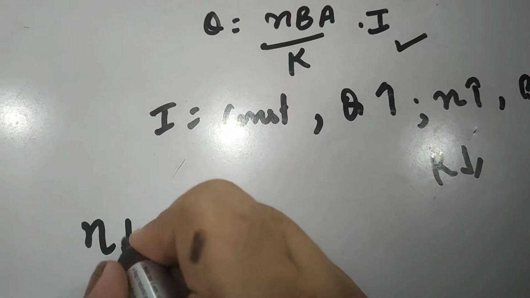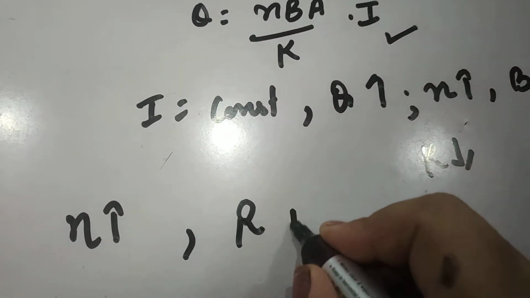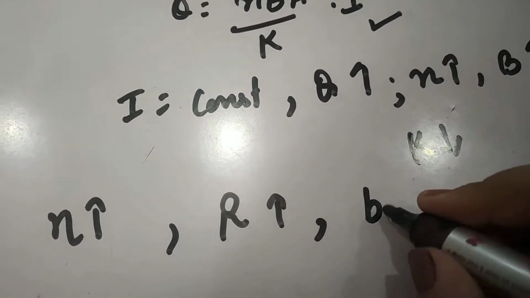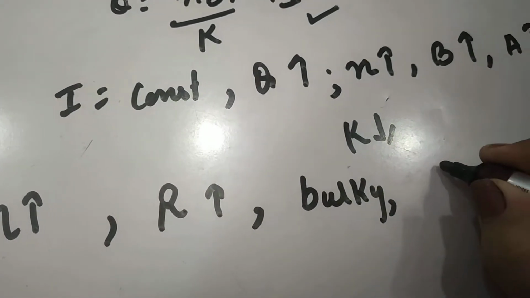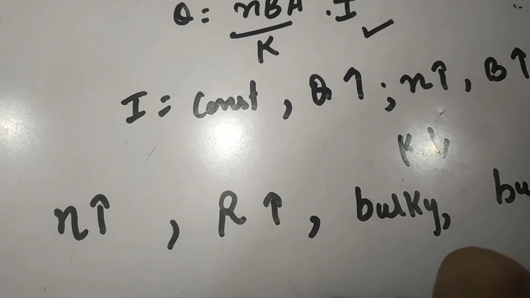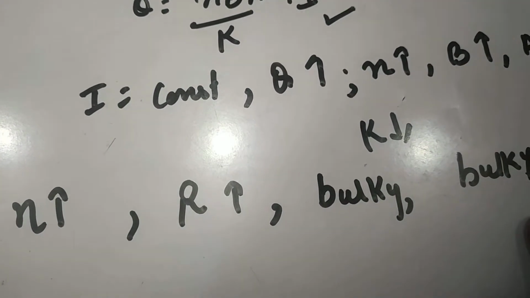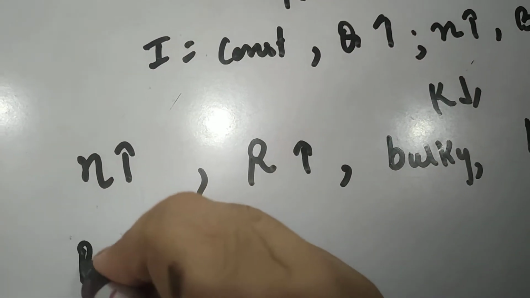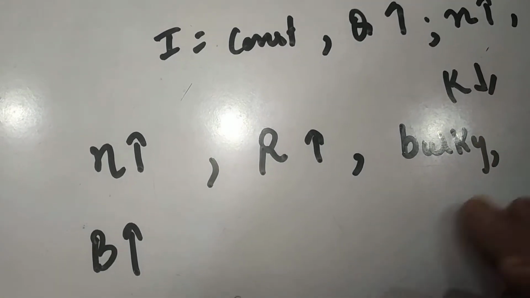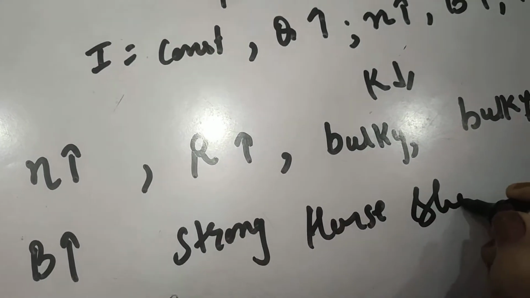Now if we increase N, the value of resistance will increase, and moreover the coil will become bulky, which will make the galvanometer also bulky. So we can't increase N to a larger amount, because it will increase the resistance, and moreover it will make the galvanometer bulky. Yes, we can increase the magnetic field by using strong horseshoe magnets, right?